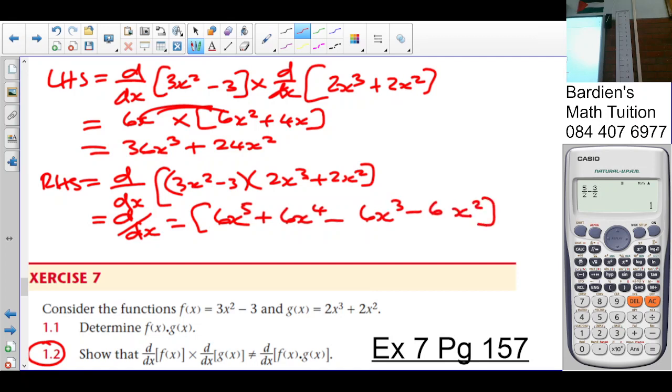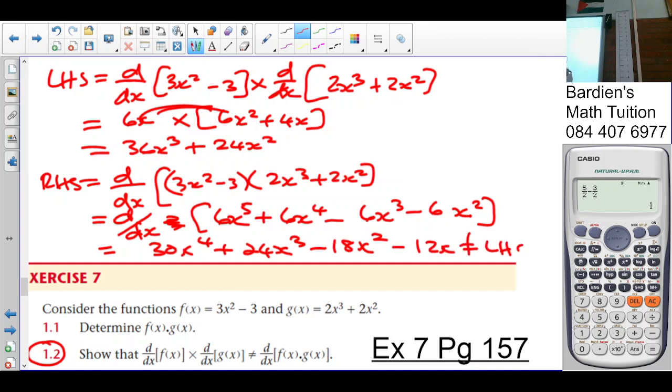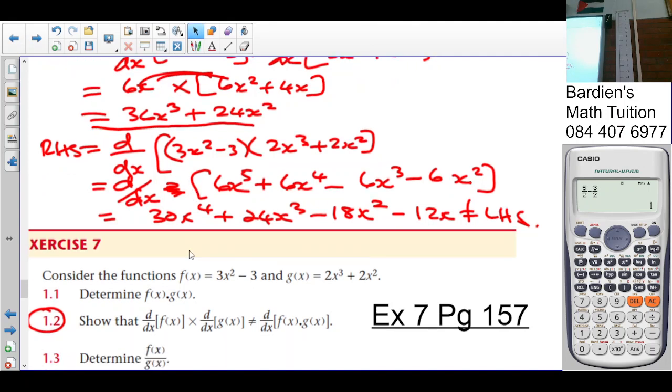So if I apply my derivative, this mustn't be here, no? Apply the derivative, it's going to give you 30x to the 4 plus 24x cubed minus 18x squared minus 12x, which is of course not equal to the left hand side. You see, because this is the left hand side. So is the answer the same? No. So it's not equal. Any other problems with number 1?